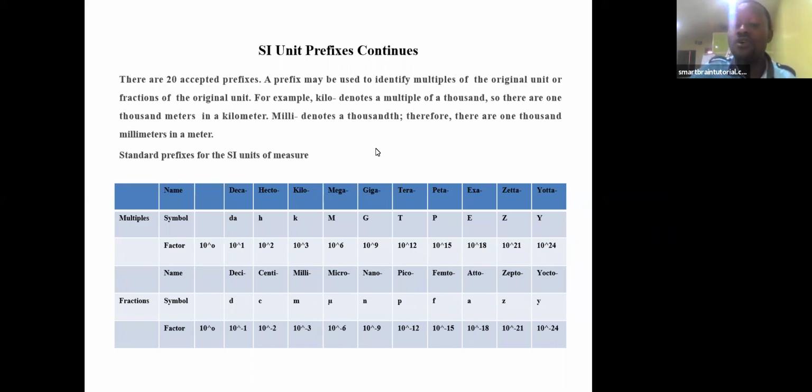Nanogram means 1 gram divided by 1 billion. And also if you say nanomole, it means 1 mole divided by 1 billion.